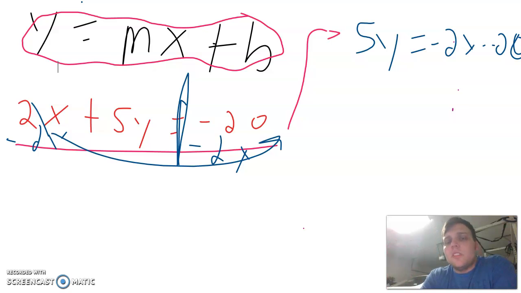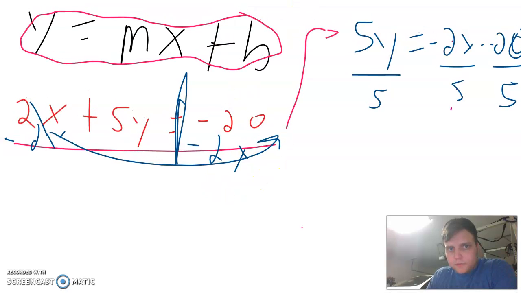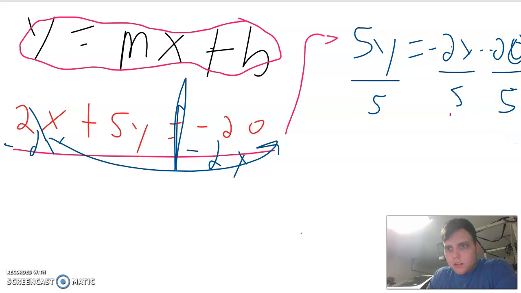The next thing I need to do is continue isolating y, so I need to divide everything by 5. Oh, I just moved the screen recorder. That has got to be weird. Let me try to move it back. Sorry, I swear I'm not that bad at technology, but today it seems like I am.